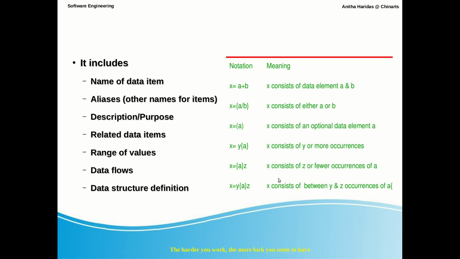So your data dictionary will contain the name of the data item, and if your data item has any aliases, that can also be specified. It will describe each and every data item. What is the data item? What is the purpose of that particular data item? Then what are the related data items available? If you have any range of values being specified, that can also be specified in the data dictionary.